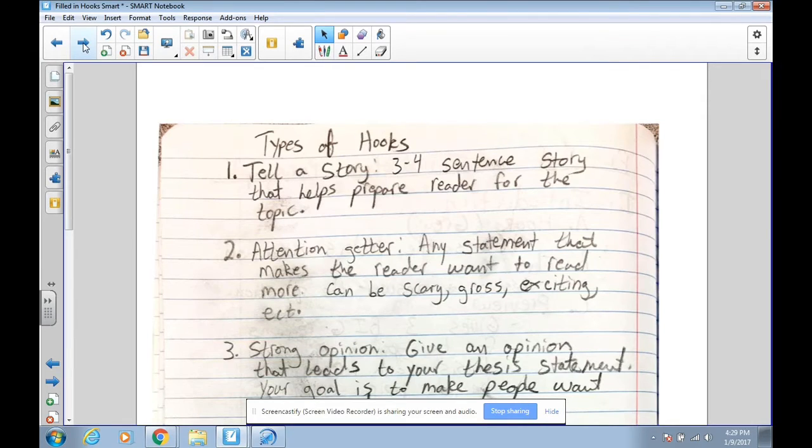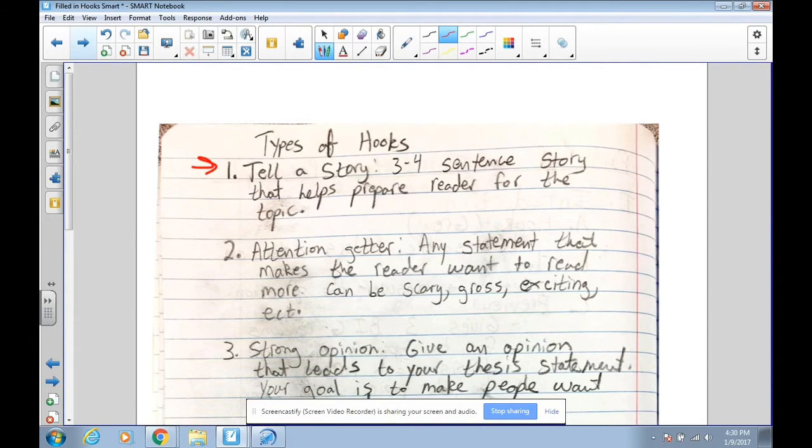First type of hook sentence is tell a story. And this is 3 to 4 sentences to get the reader ready for our topic. The thing about the story is, notice how short it is. So we're not telling the entire story in the first sentences in our paragraph. The point of this story is really focused on one small event to lead our readers into our thesis statement.